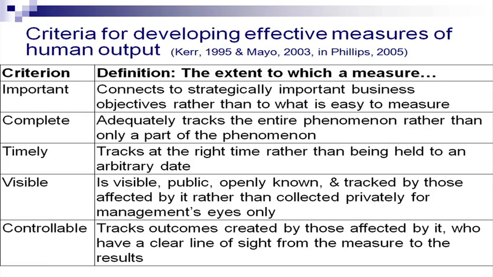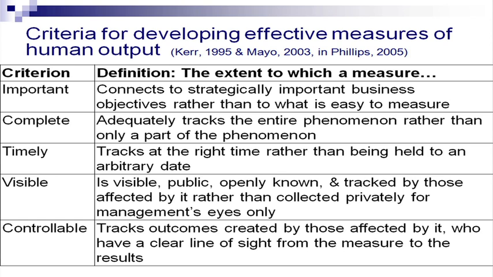It should be visible, openly known and tracked by those affected by it, rather than collected privately for the management's eyes only. So any kind of feedback forms that are being collected for your work need to be openly known, and you, as the active participant, as the stakeholder, should be able to track these feedback forms or whatever, they should be available to you.